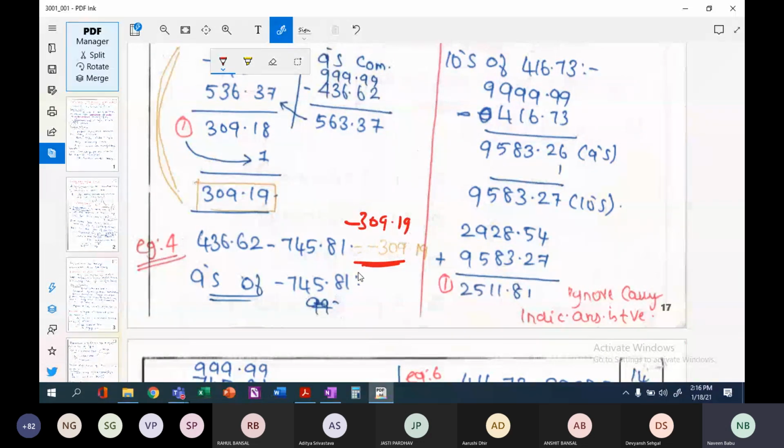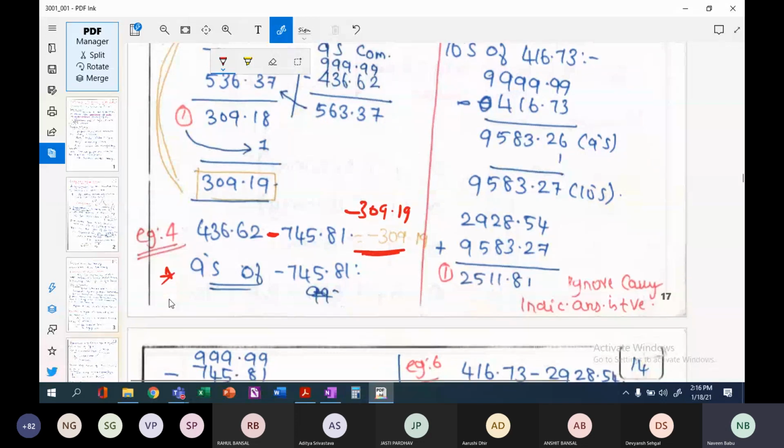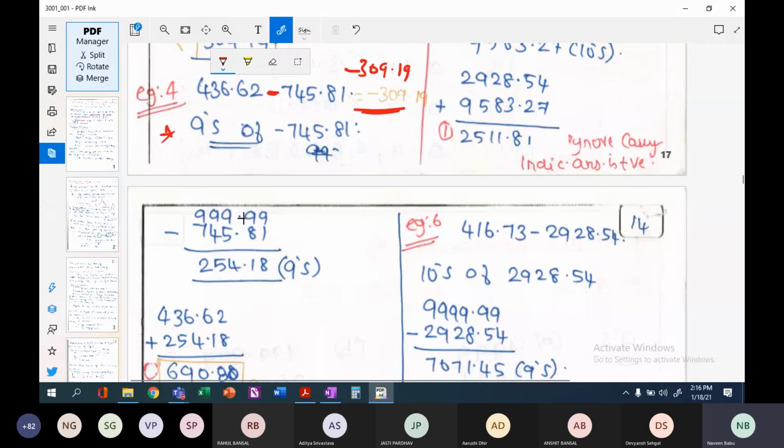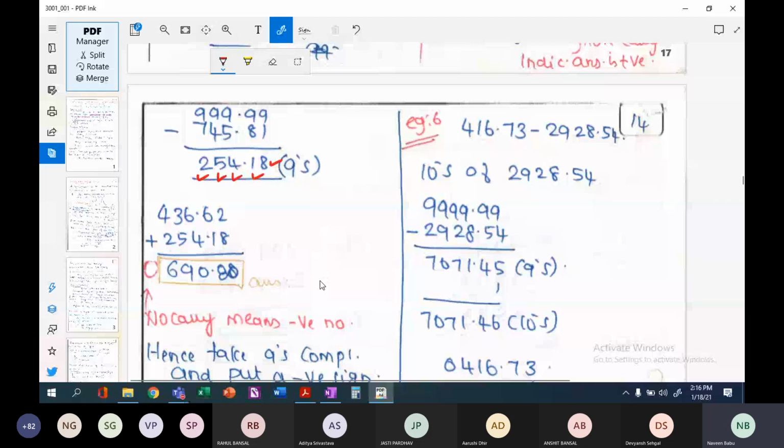Okay. Now let us see what will happen to the remainders. First we need to convert this negative 745.81 into a positive number, which means that we will do the 9's complement form. So 9's complement of 745.81 is 999.99 minus 745.81. So do the subtraction here. So it is 8 here and 1, 4, 5, 9 minus 7 is 2. So 254.18. Now what I need to do? I need to add this with 436.62. So when I add this with 436.62, all I get is 690.80.